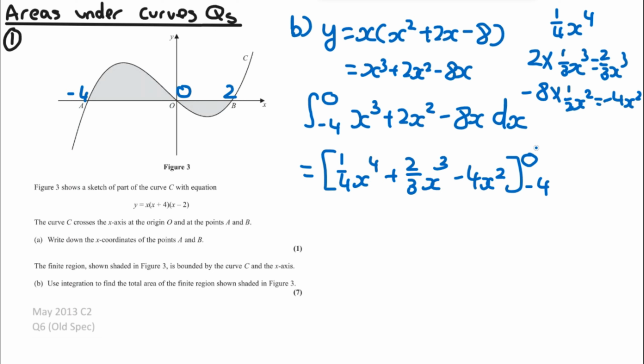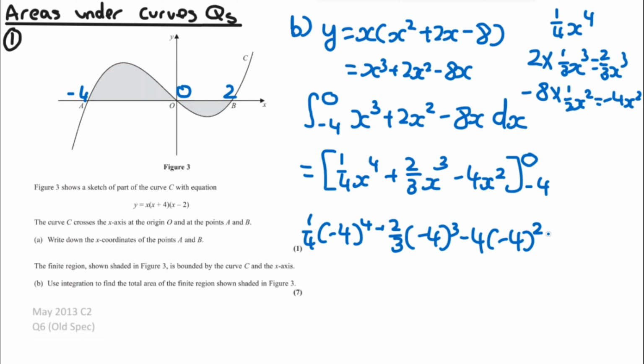And then we sub in 0 first, but that is just going to be 0 because all of the terms have x in them. Then we sub in -4, so this is going to be 1 over 4 times (-4) to the power of 4, plus 2 over 3 times (-4) cubed, minus 4 times (-4) squared. If you put that into a calculator, that is equal to -128 over 3, and therefore we need to do what happens when we sub in 0 minus what happens when we sub in -4.